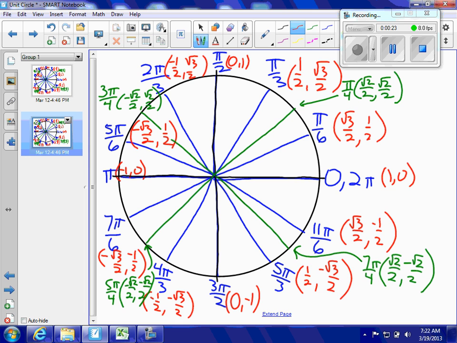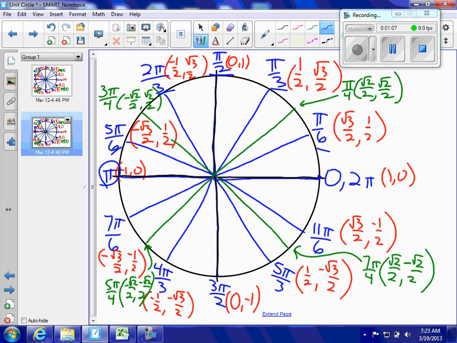I'm starting off with all of my special points. In blue, I have the pi over 6 points. That's my x-axis, and then my y-axis is also in black. I'm starting off with my point 0 and 2 pi, and then I divided my half of the circle into pi pieces. I divided that into 6, so I have pi over 6, pi over 3, which is 2 pi over 6, 3 pi over 6, which is pi over 2, 4 pi over 6, which is 2 pi over 3, and 5 pi over 6.